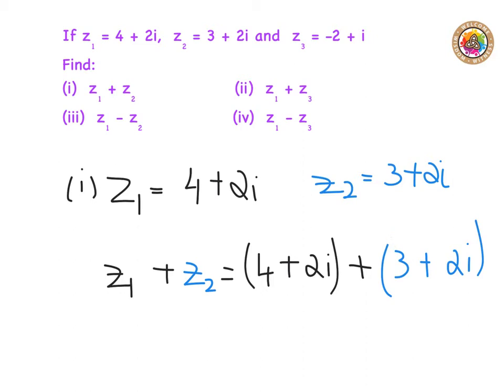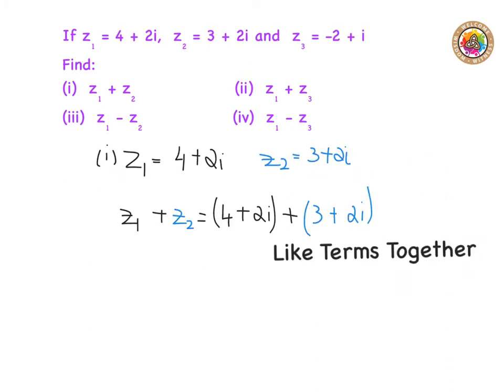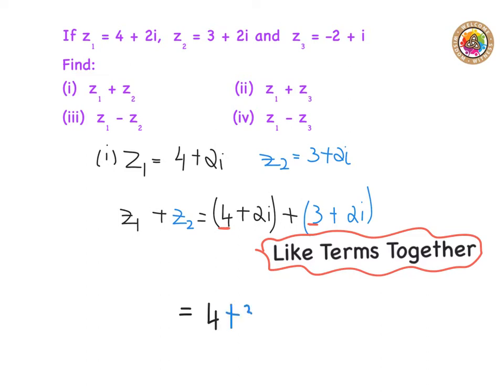Okay, so all we have to do then is put like terms together. Okay, and so that's what we're going to focus on now. So first of all, I've got my reals, so that's here. So I'm going to have z1 plus z2 is equal to, well, it's 4 plus 3, and then my imaginaries together. So that's plus 2i plus 2i.